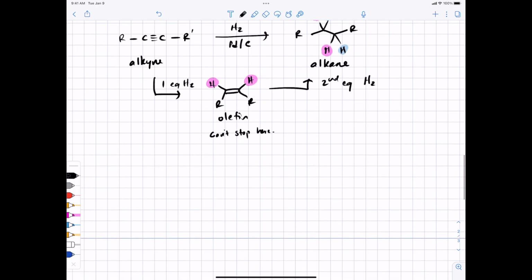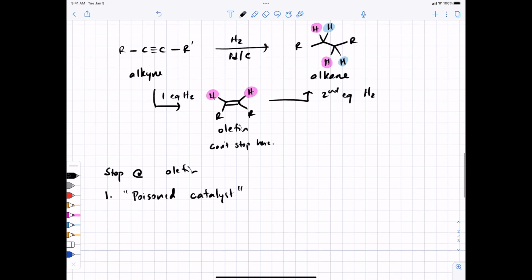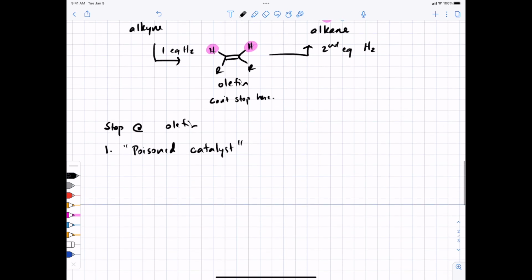For stopping at the olefin stage, we have two. The first is the use of a poisoned catalyst. That sounds way more exciting than it is. You basically add things to the catalyst to decrease its reactivity so that it can get from the alkyne to the olefin, but so that it's no good to take the olefin to the alkane. There are a lot of different things that work for this. If you read in your text, it will tell you what some of the things are. I'm just going to call them additives.